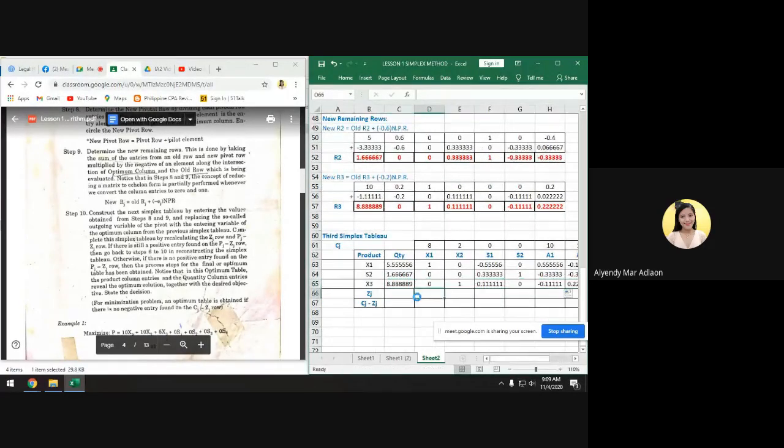Okay? After that, compute for the cost. But before that, let's identify the cost. For X sub 1, we have 8. S sub 2, that is 0. And X sub 2, we have 2. And then compute for the total cost by computing the sum product. So we have the amounts here multiplied by the amounts here. And then do the same for the rest of the columns.